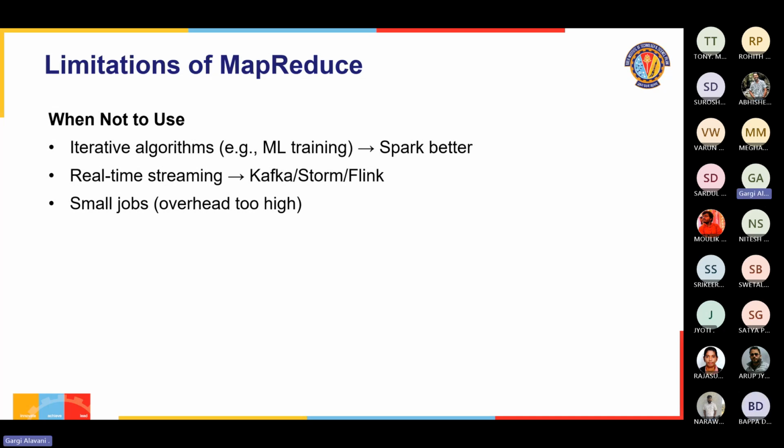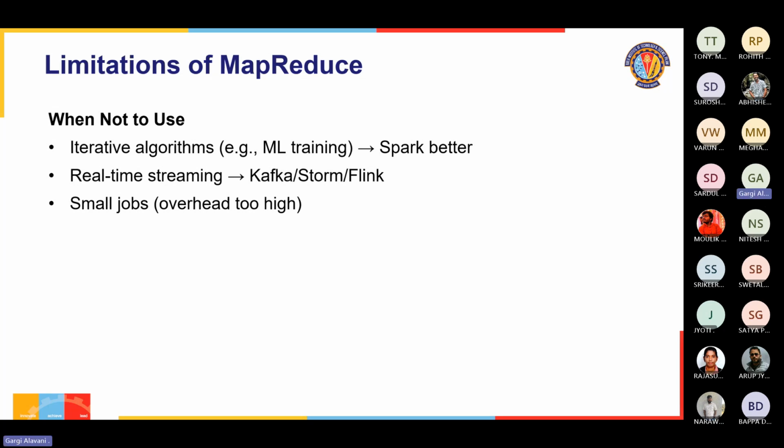For example, if you want to monitor trending hashtags on Twitter in real time, MapReduce will not be a good option because by the time the job finishes, the trend will have changed. It does not remain. Trends keep changing. So MapReduce may not be a good choice here.